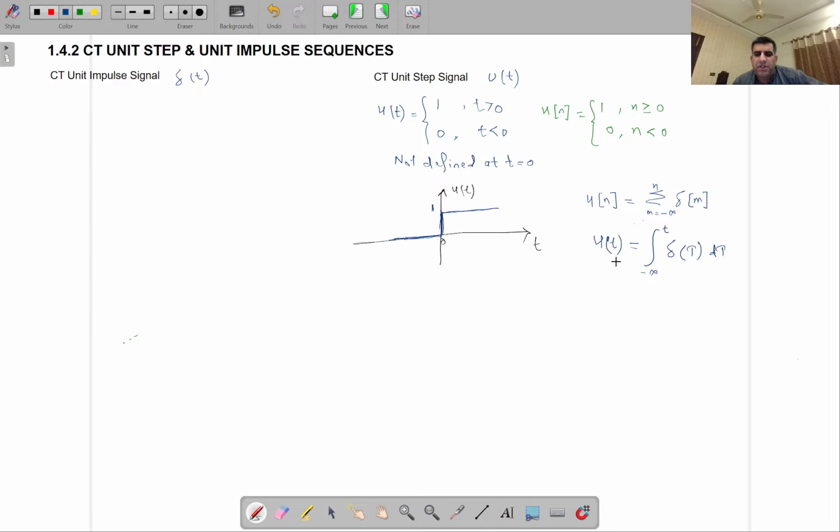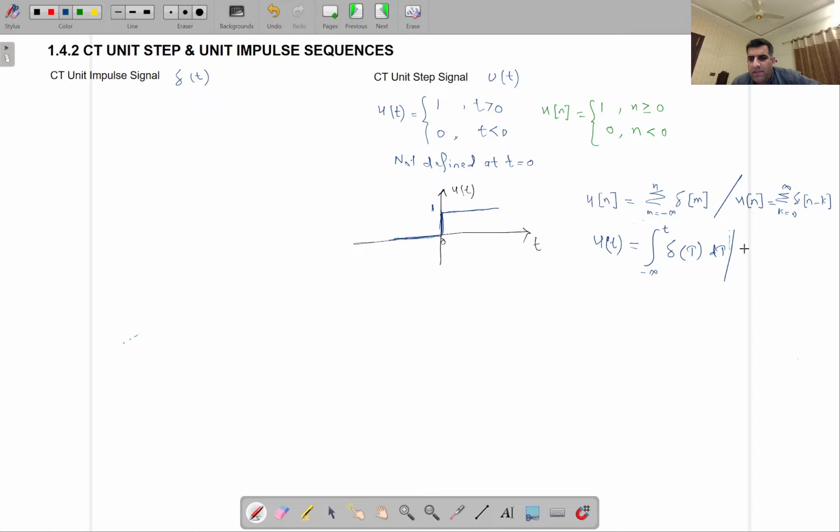Another expression which we can write, which we have already studied for the discrete time version of the unit step, was u of n can be represented as delta n minus k, where k goes from 0 to infinity. That was the second relation which we studied in the previous clip. If you want to use the same formula again, you can write it again.